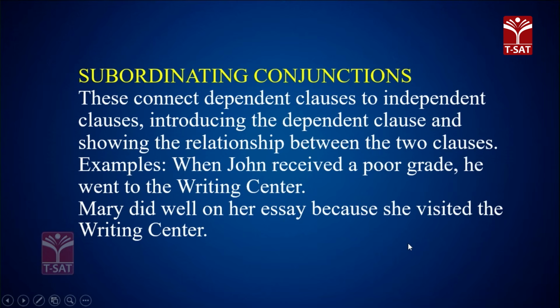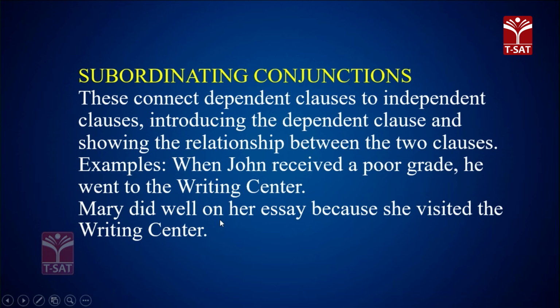Right? This is the third category of conjunctions. These subordinating conjunctions connect dependent clauses to independent clauses, introducing the dependent clause and showing the relationship between the two clauses. For example, when John received a poor grade, he went to the writing center. He went to the writing center when John received a poor grade.